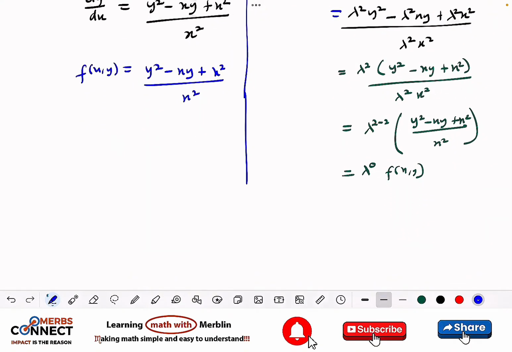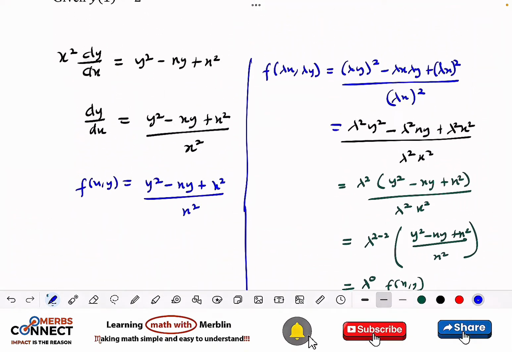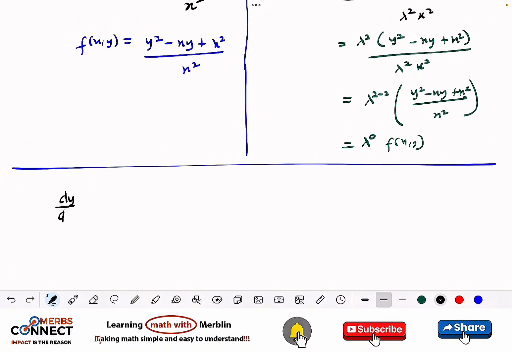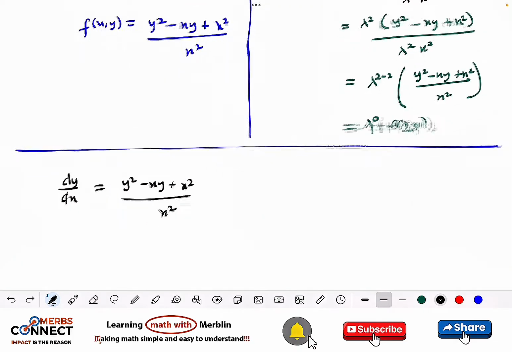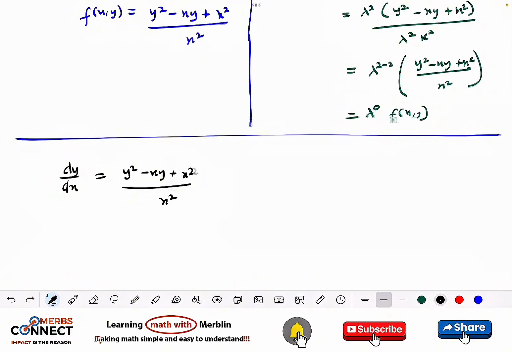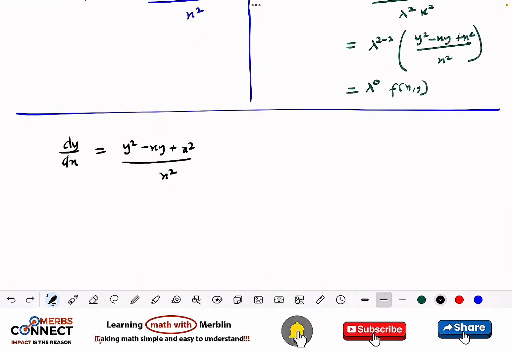So let me use the homogeneous method to solve. Let me end it here with homogeneous, and now let's go back to solving it. So our function was dy over dx is equal to y squared minus xy plus x squared divided by x squared. So now we want to go through the process of solving this. Now we know that it's homogeneous and the degree is 0. So what we need to do is let our substitution, v, be equal to y divided by x. We are saying that this implies that y is equal to vx.